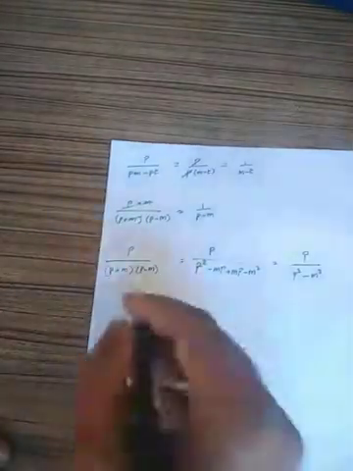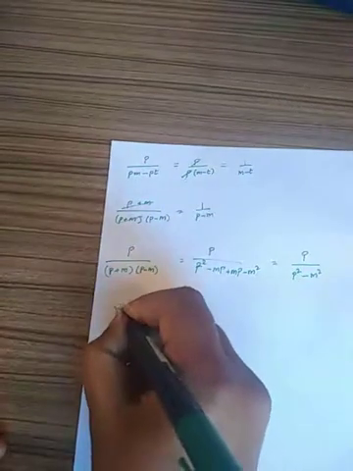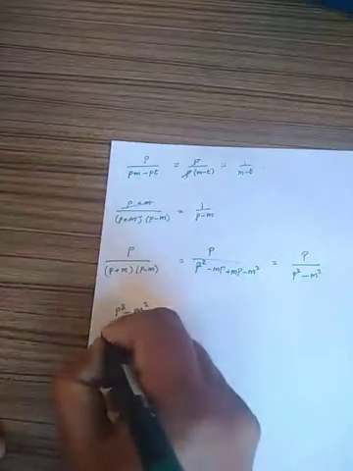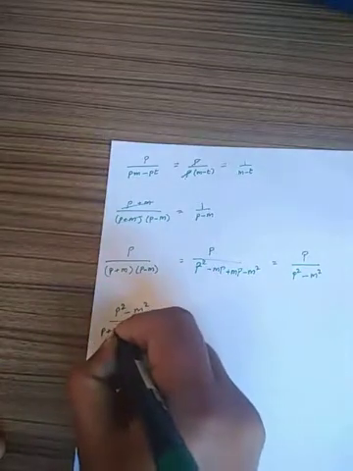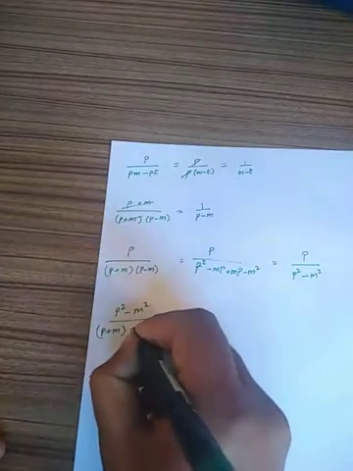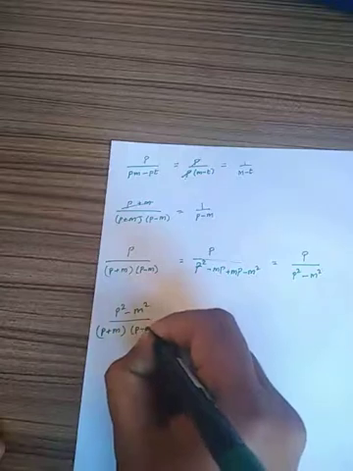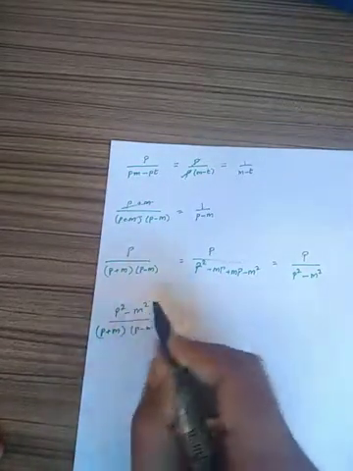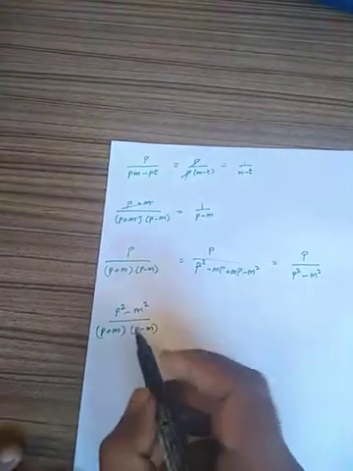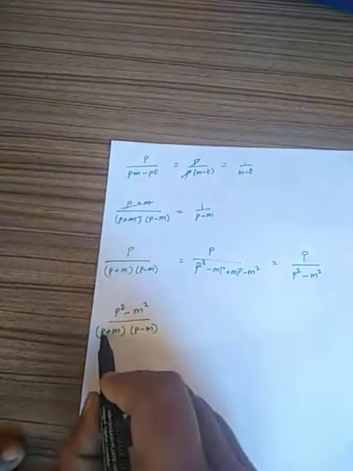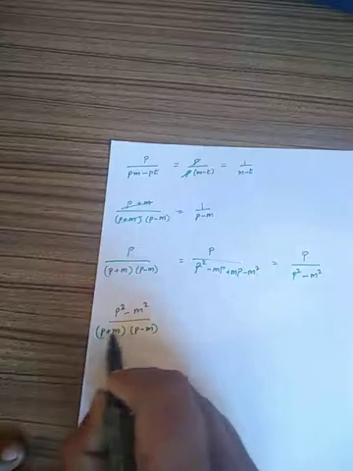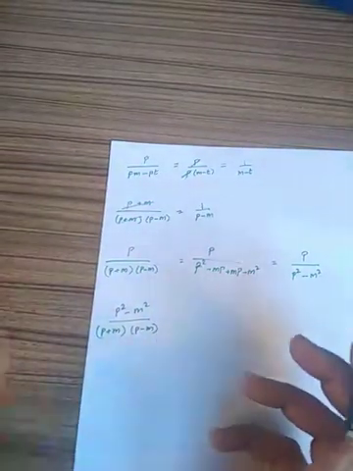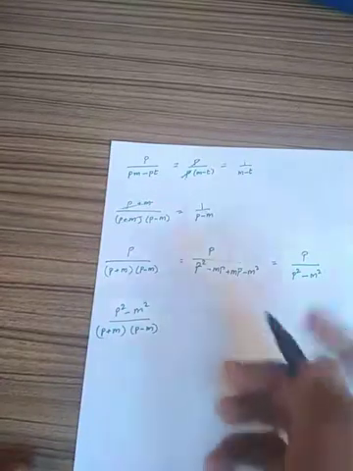Let's take the next one. P square minus M square upon P plus M into P minus M. Now again, there doesn't seem to be anything we can cancel over here. P cannot be cancelled because there is an addition. M cannot be cancelled for the same reason. So as such, it doesn't seem like there's anything to do.